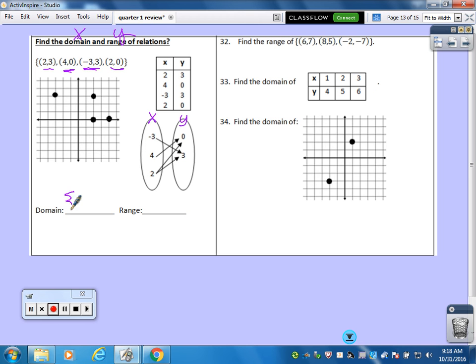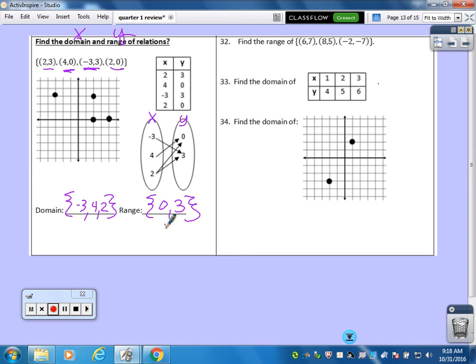So our domain is negative 3, 4, and 2. You don't need to repeat values. That's why I think the mapping is the easiest, because it already combines down repeating values. For my range, I've got 0, 3. Another cool thing about mappings is they usually put those in order from least to greatest. If it's not in order from least to greatest, we won't count it wrong, but we prefer that, and so will your multiple choice answers. They'll be least to greatest as well.